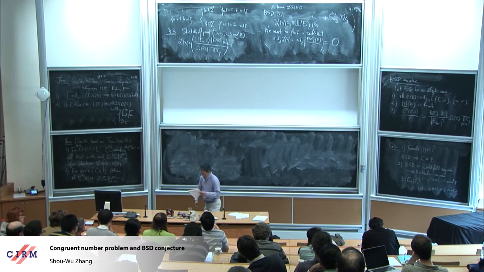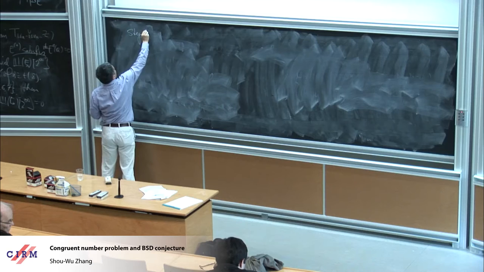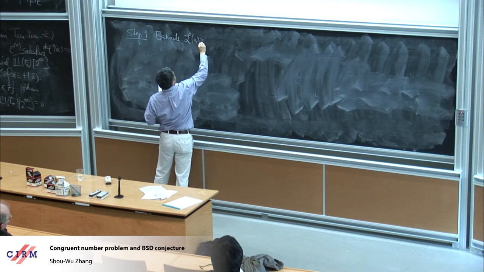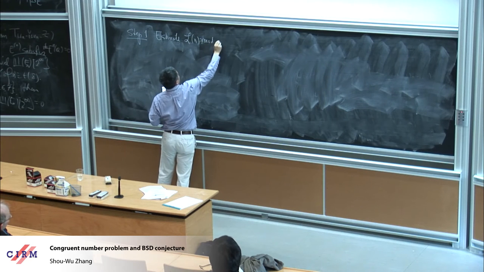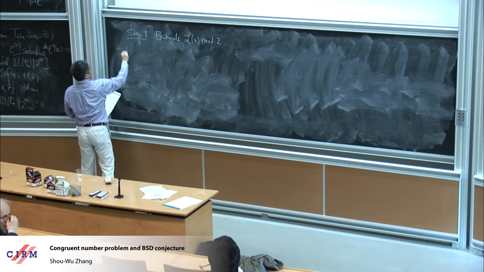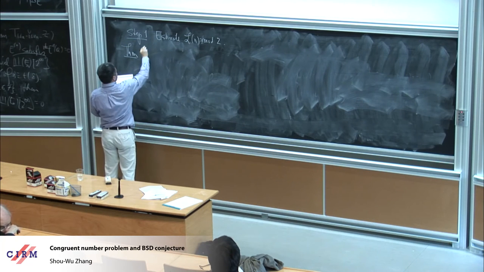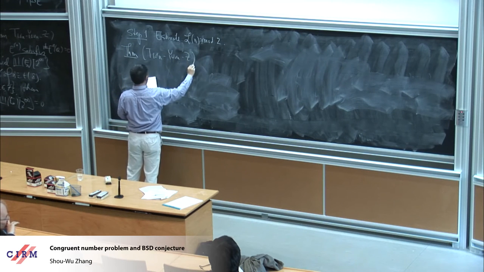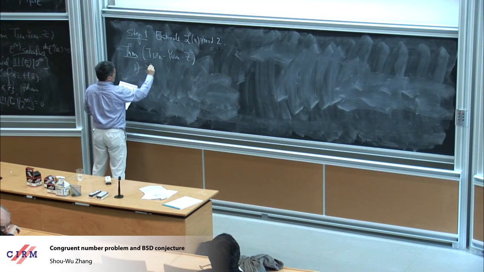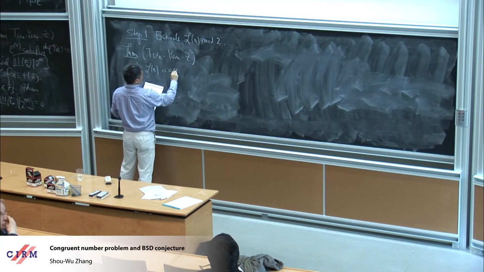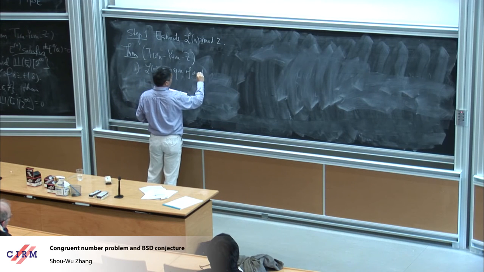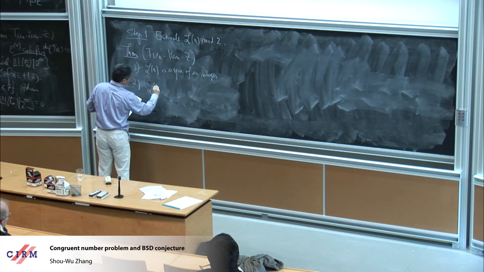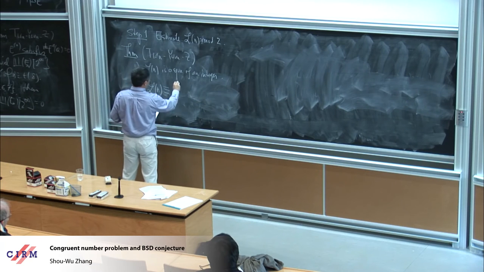So step one: estimate L(n) mod 2. The theorem was proved by Ye Tian, Xinyi Yuan and myself a few years ago. The first thing we want to show is that L(n) is a square of an integer. And the second thing is that L(n) is congruent to the following crazy number.